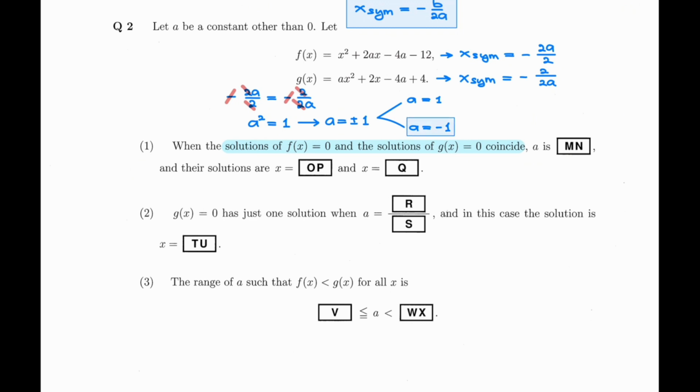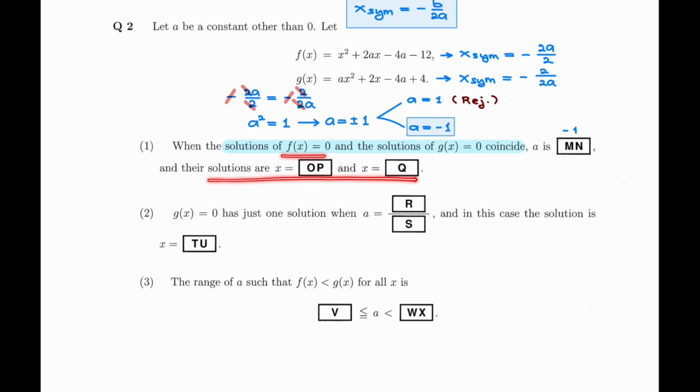I will reject it, a equals to 1. Of course, there is a reason why a equals to 1 is being rejected. You can comment below if you know the answer, and I will pin your comment if you got the correct answer. Okay, so for the first question, a is equals to negative 1.